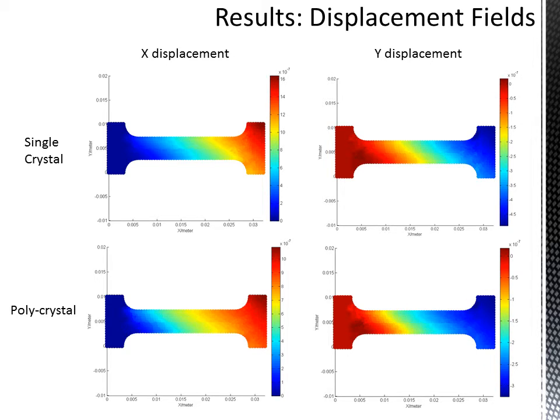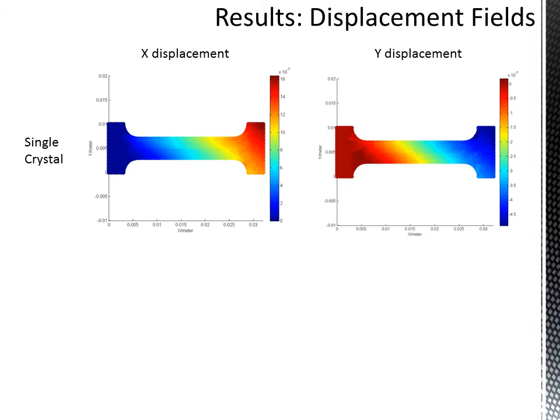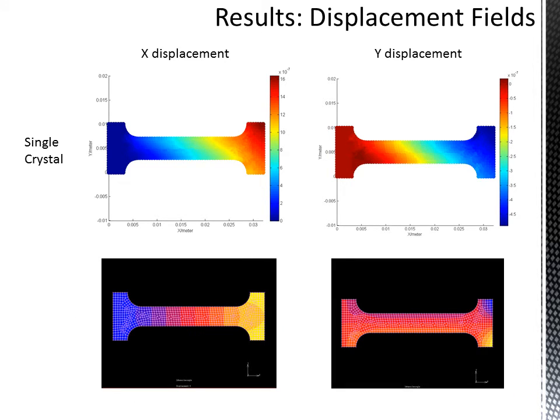Then I compare my result with results I got from a commercial solver. For X displacement, it's quite the same, but for Y displacement, the result from the solver is quite uniform, but my result has a bend in the center.